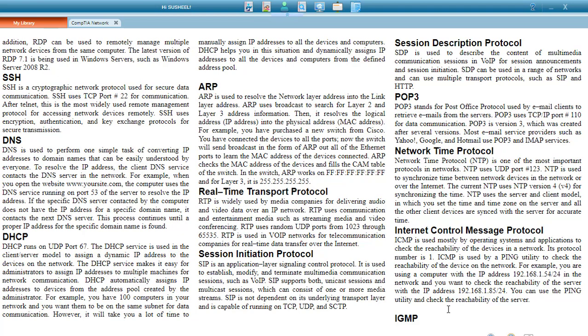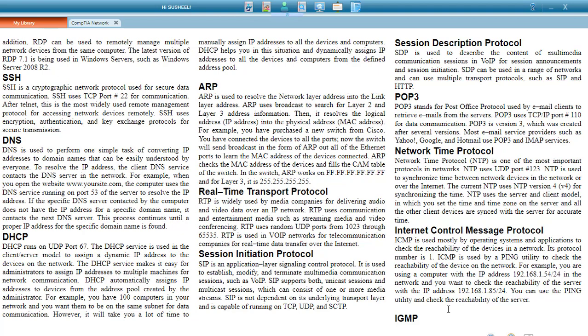DNS is used to perform one simple task of converting IP addresses to domain names that can be easily understood by everyone. To resolve the IP address, the client DNS service contacts the DNS server in the network. For example, when you open the website www.yoursite.com, the computer uses the DNS service running on port 53 of the server to resolve the IP address.